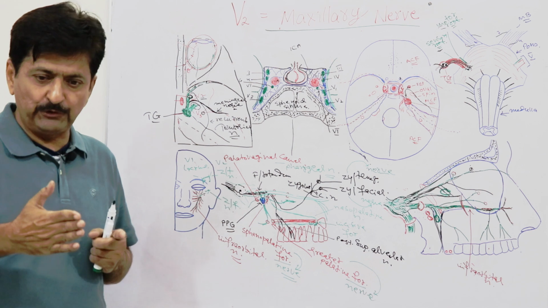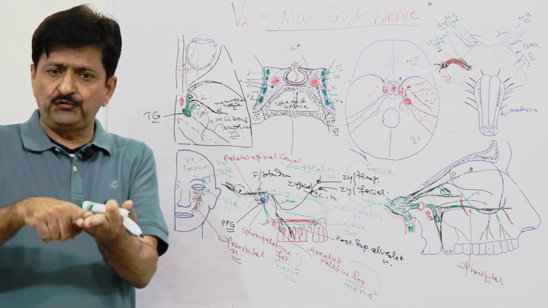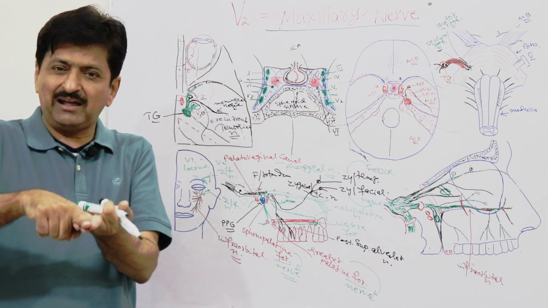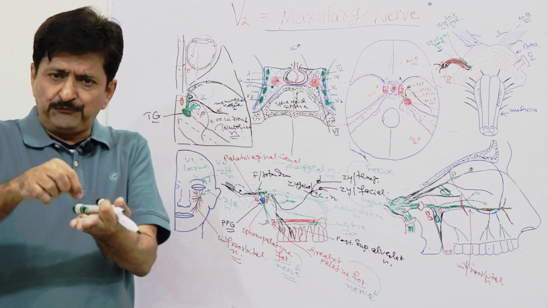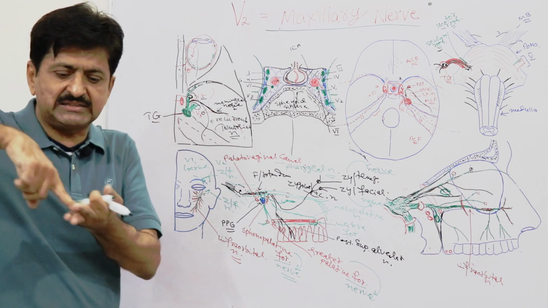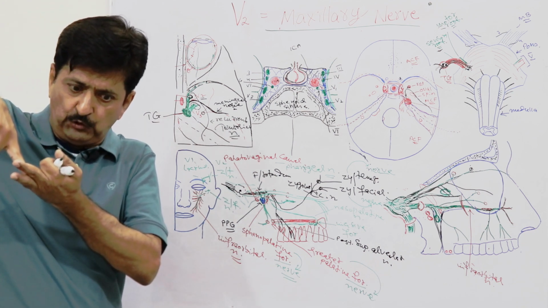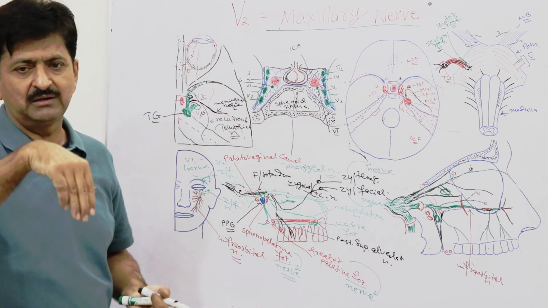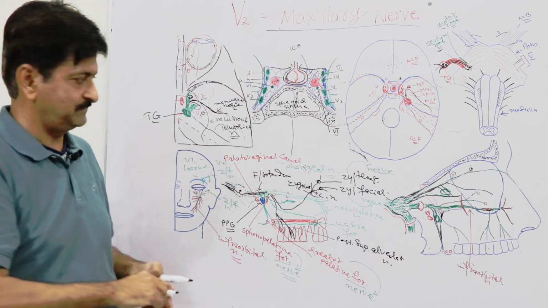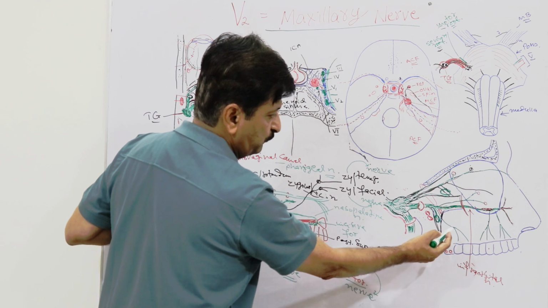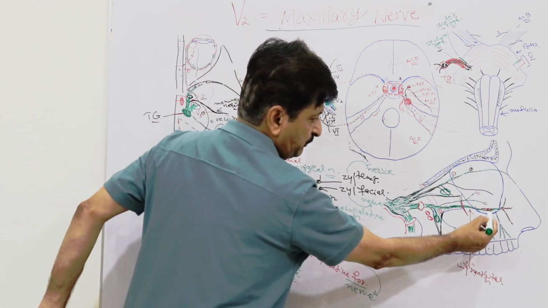So, if it is running in the floor, initially in the groove visible and then in the canal, a little before entering into the canal, it is sending a branch through the floor to enter into the maxillary sinus. So, entering into the maxillary sinus. Now, you can watch this nerve entering into the maxillary sinus.